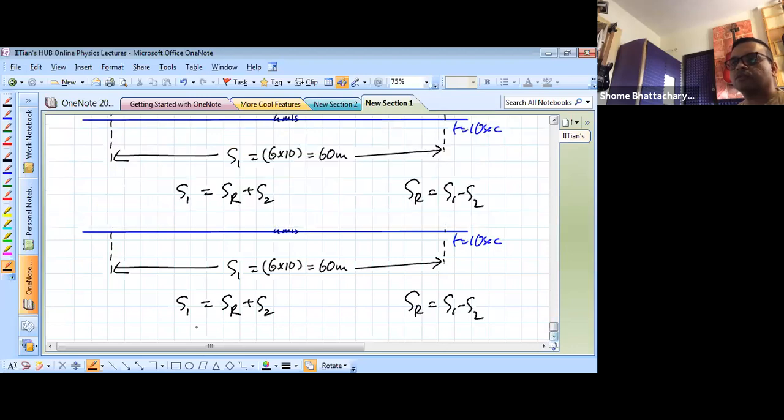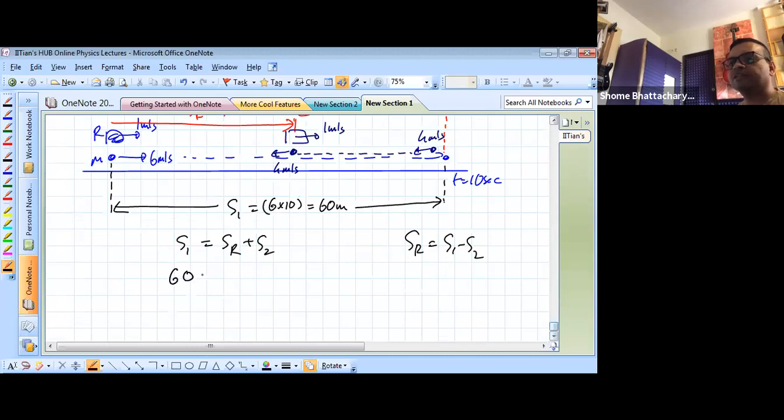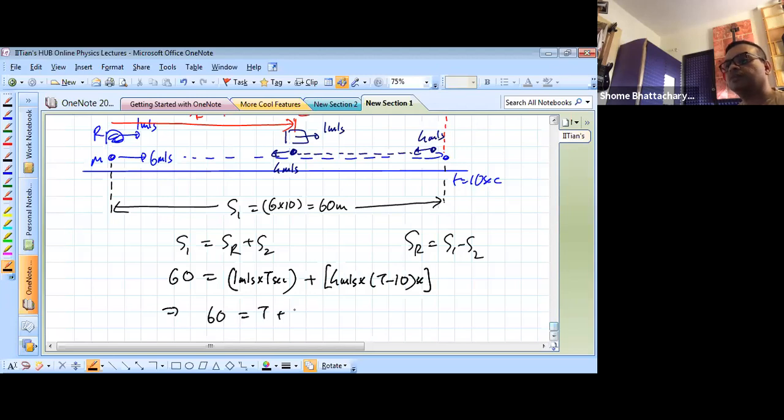So S1, in this equation, is how much? It is 60 meters, because I have taken the time as 10 seconds. If you take it as 20, it will just be 120. Doesn't matter. This should be equal to the displacement of the raft, which was 1 meter per second multiplied by t seconds, plus the upward displacement of the boat, which is 4 meters per second into t minus 10 seconds. So 60 is equal to t plus 4 into t minus 10.